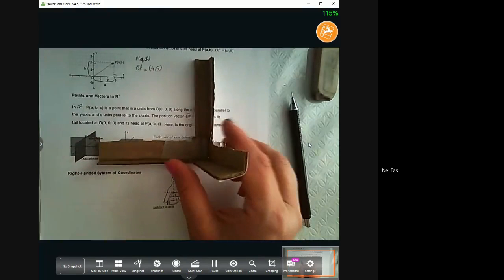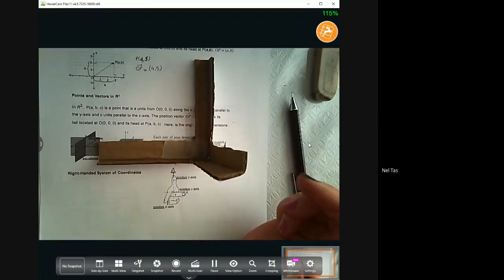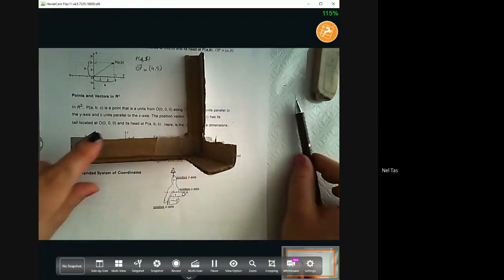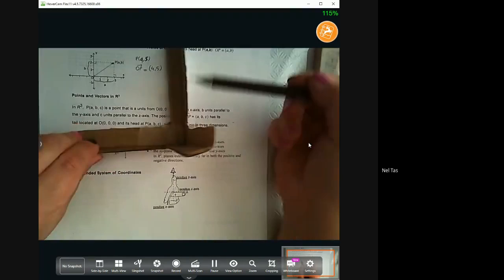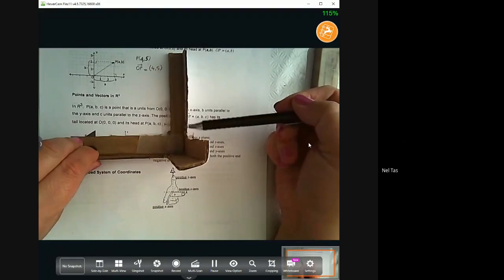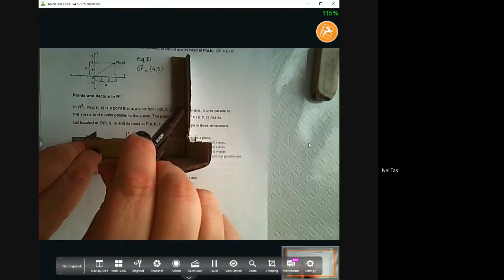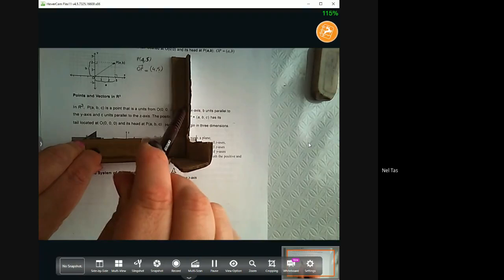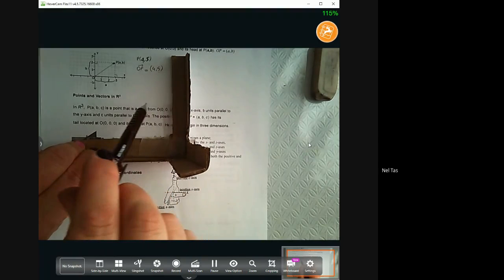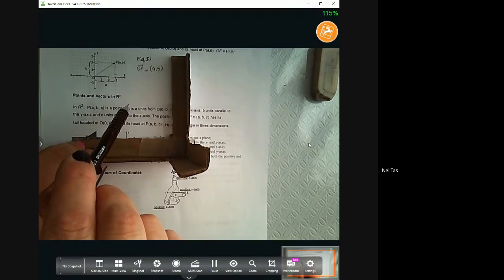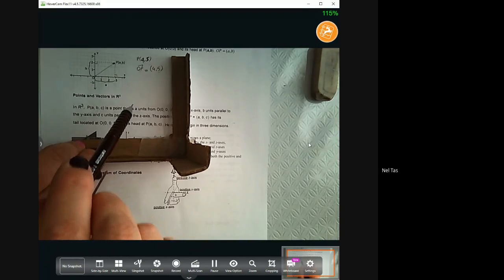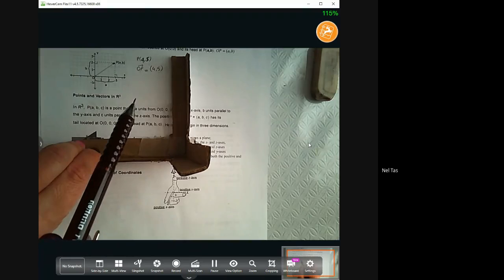Let's say you want to locate a point on this 3D system. Let's say the coordinates of that point are (2, 3, 4). So the x coordinate is 2. Starting from the origin, this is the origin, you go 2 units on the x-axis. The y coordinate is 3, so you go parallel to the y-axis 3 units. And then the z coordinate is 4, so you go parallel to the z-axis going up 4 units and then locate the point.